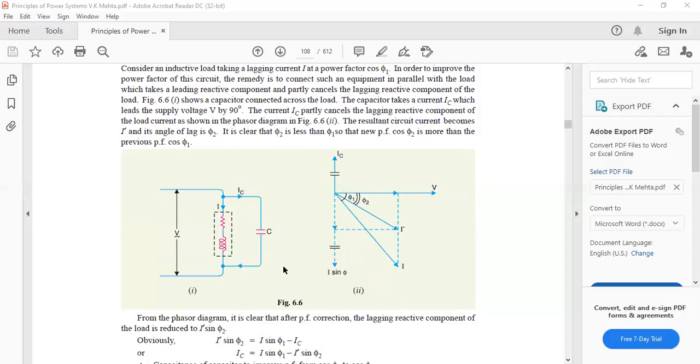So what is the purpose of this capacitor? It is to improve the power factor. What this capacitor actually does is take the leading reactive component. By taking the leading reactive component, it neutralizes some amount of lagging current. Therefore, obviously, the angle between the voltage and current is reduced after the installation of this capacitor.